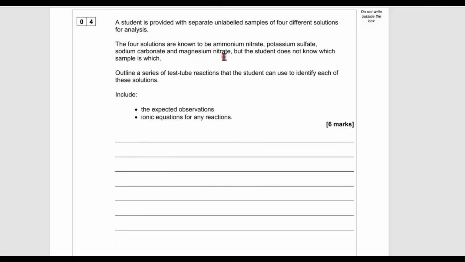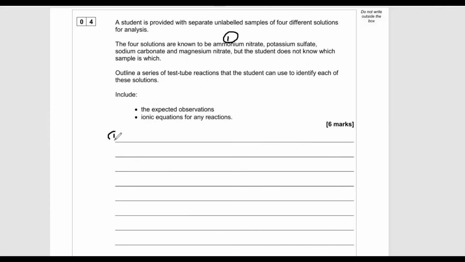So we've got 4 different solutions here, and we need to do 3 things for each. That's 12 things in total to get the 6 marks. So for each one, you need to say the name of the test tube reaction, the expected observation, and the ionic equation. Okay, so let's label these 1, 2, 3, 4, and we'll go through each one by one.